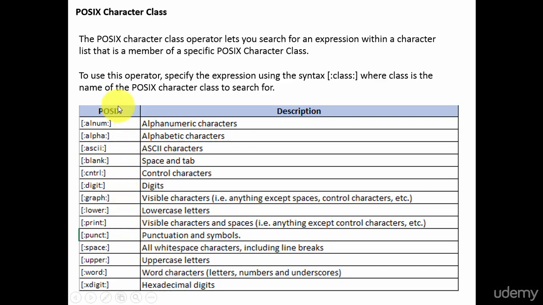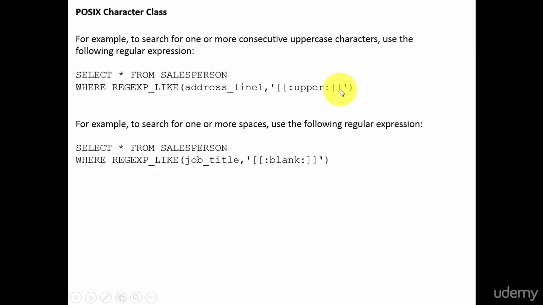Whenever you are specifying the class, it should start with a colon and end with a colon. So here, let's take a look at an example. I want all the addresses which have at least one uppercase letter. So all I need to specify is address LIKE, then a square bracket, square bracket start, colon, upper, colon, brackets close, and that's it. See how easy it is?